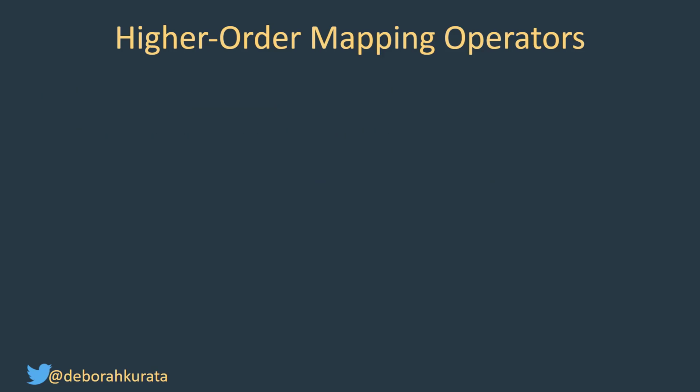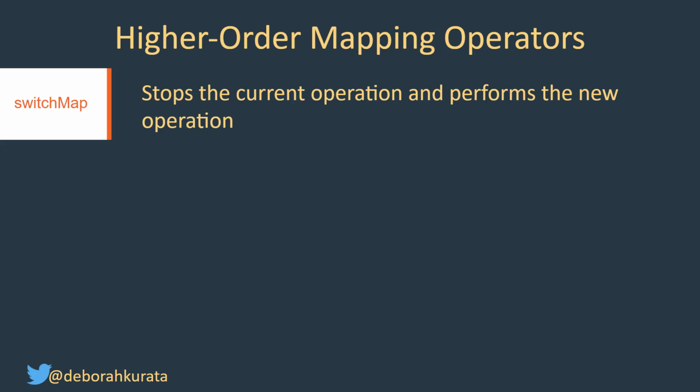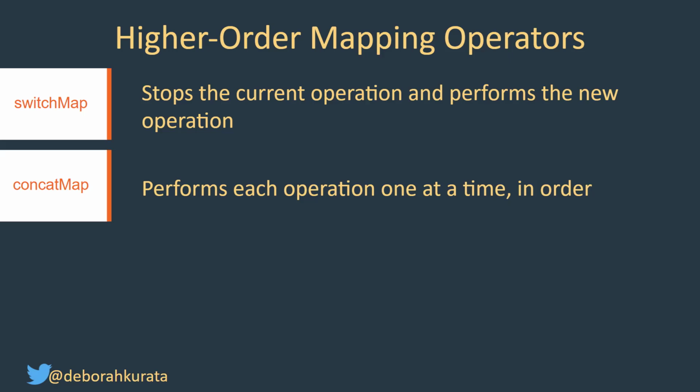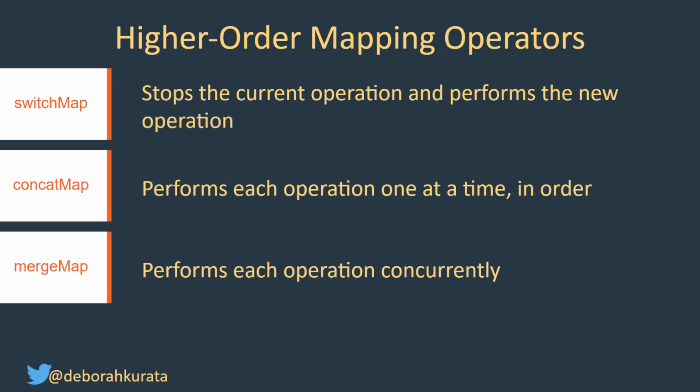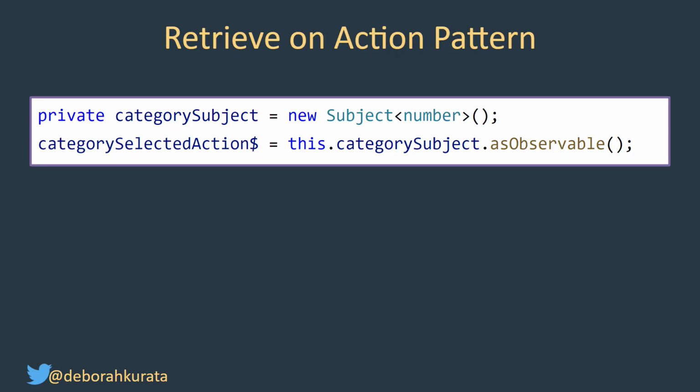Some common higher order mapping operators: switchMap stops the current operation and performs the new operation. concatMap performs each operation one at a time in order, and mergeMap performs each operation concurrently. And we're going to talk through an example of each of these in a minute to hopefully make more sense out of those if you're not already familiar with them. Okay, we are going back to our retrieve on action pattern. So what do we have again? We have the user selected category.